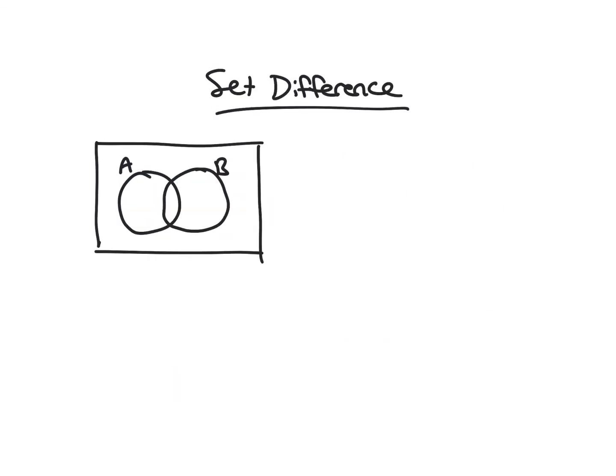So next up is the set difference. Here we can write A minus B. These are the elements that are in A, but not in B. So we're in A, but not in the intersection. It's not also in B. So here it's just this side, not including the shared elements.